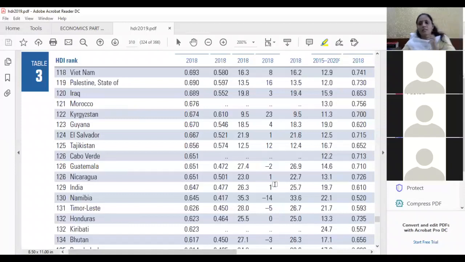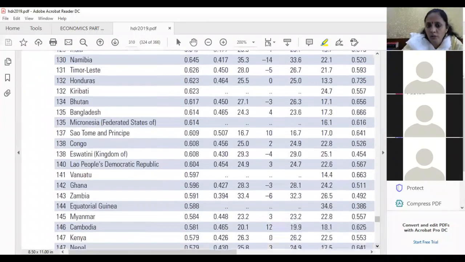There are lots of statistical anomalies like this. Though we have lost in our value, we may be seen as performing better, mainly because somebody else has performed very badly. So that's how we have to understand these statistics. But as such, for India, it's not very good news to look at the number, because it is falling down from 0.647 to 0.477, right? So that's the inequality adjusted HDI.